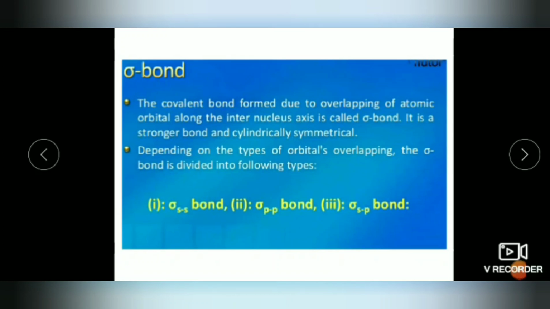Sigma bonds are divided, depending on the atomic orbitals overlapping, into sigma s-s, sigma p-p and sigma s-p bonds. The covalent bond formed by overlapping of atomic orbitals along the internuclear axis is called a sigma bond. The sigma bond is stronger than the pi bond, about three times. The types are sigma s-s, sigma p-p, sigma s-p.